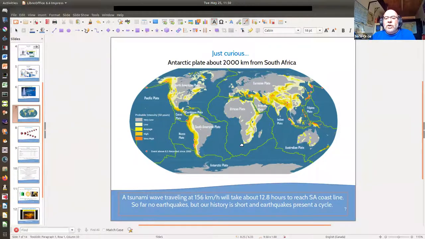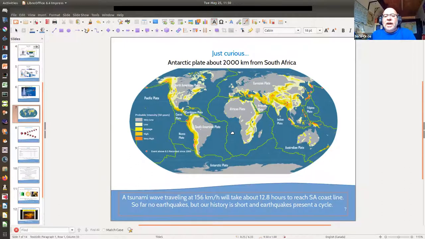In Japan, on the other hand, it took 50 minutes because the plate there is very close to the coastline. So you need very precise warning systems about tsunamis, right? Tsunami warning systems are very important. In South Africa, the same. We will have a little bit more time to react, but it's also important to have them everywhere.